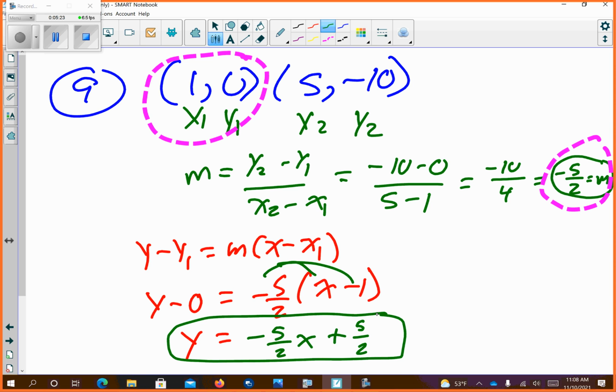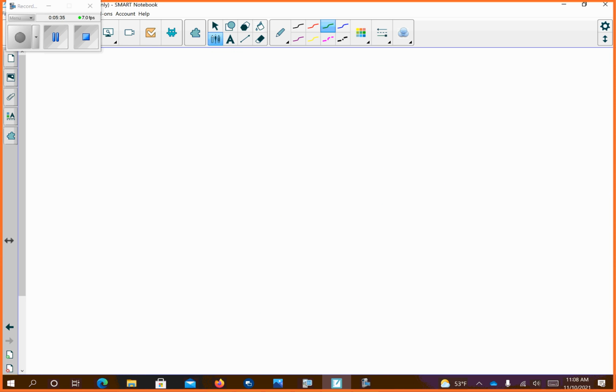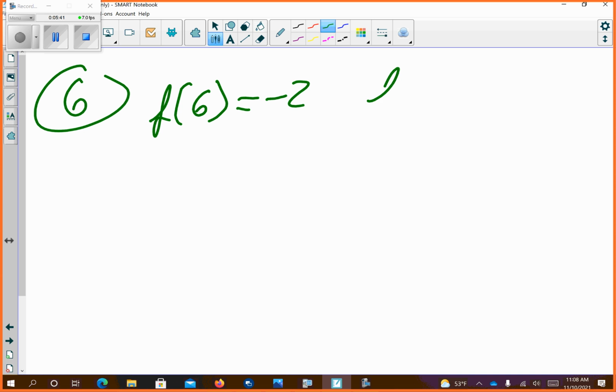What else did you see that I can help you with? Yeah. Number 6. Okay, so they have this written as functional notation, okay?